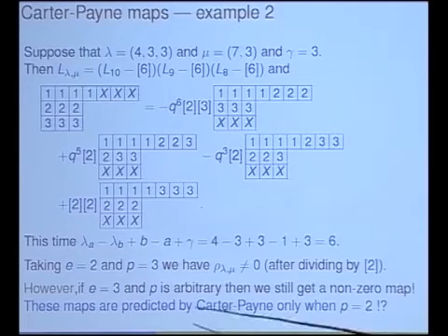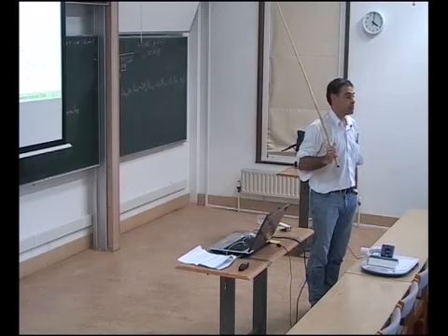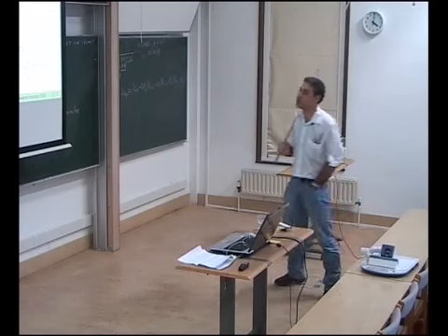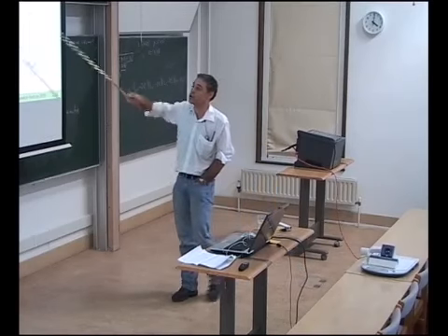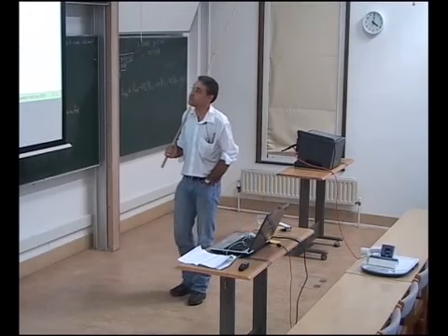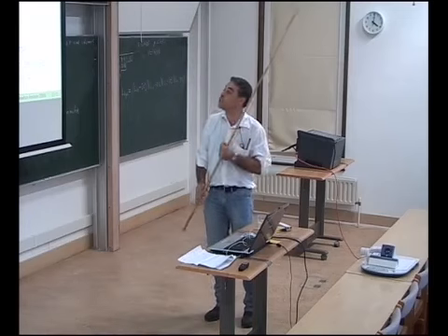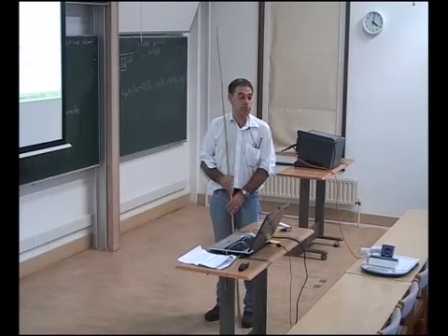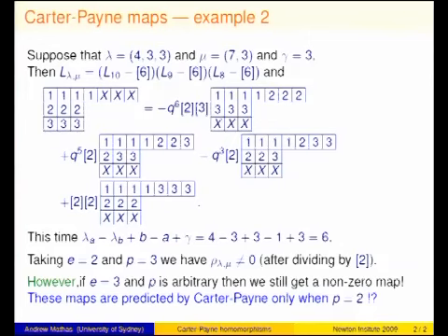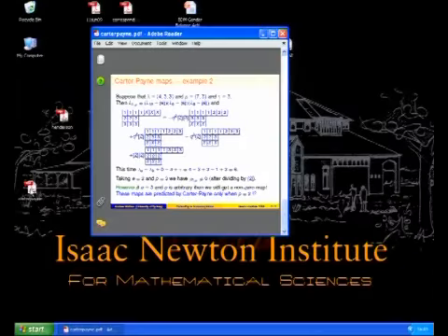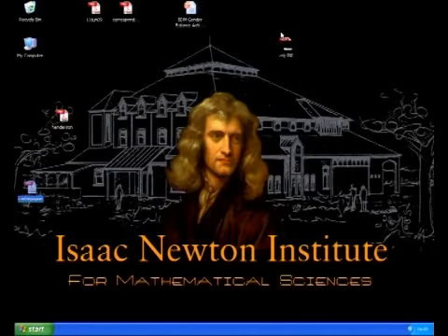The other interesting thing about this example is that we can take e to be 3 and p to be anything we like, and we'll get a non-zero map, but this is not a Carter-Payne map. So we're getting maps in this way which are not Carter-Payne maps. So there's something slightly more general, maybe because we're close to a wall that things are special here, but it's working better than it ought to because we're producing maps which we didn't know were there before. Okay, thanks, Steve. That's the end of my little example.